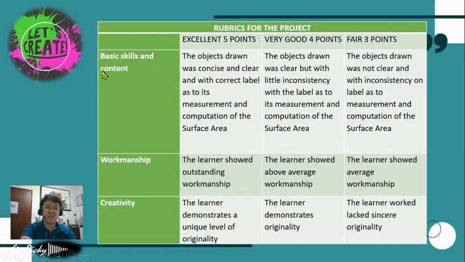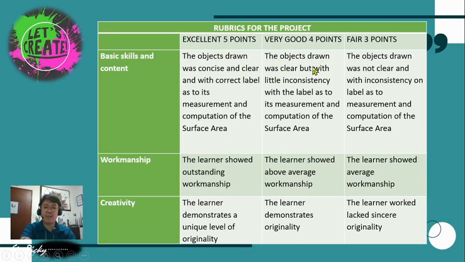So for your basic skills and content, 5 points for excellent, 4 points for very good, and 3 points for fair. How can we say that your work is excellent? If the objects drawn was concise and clear and with correct label as to its measurement and computation of the surface area, it means you were going to draw or make a project plan. Okay, so that will be 5 points.